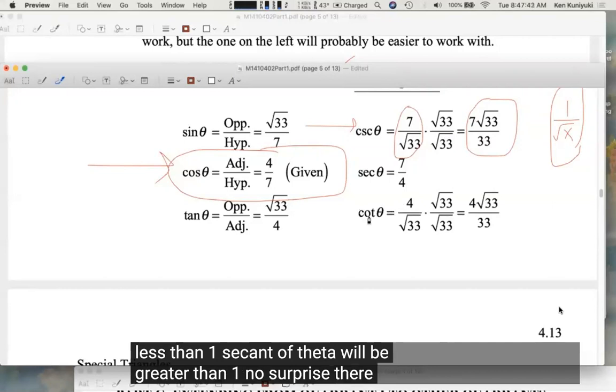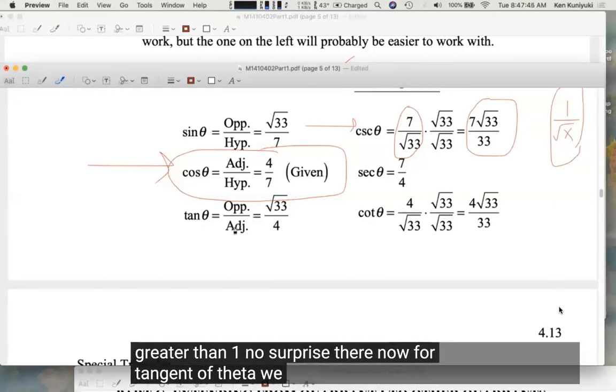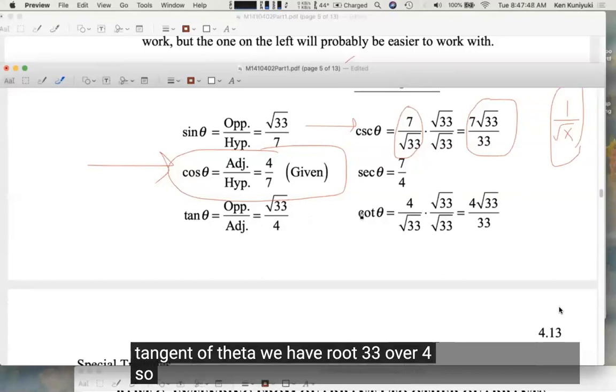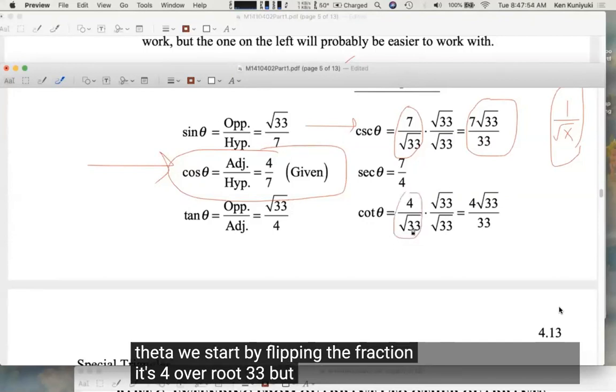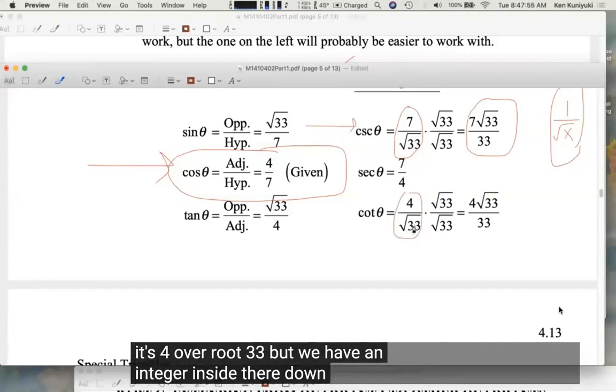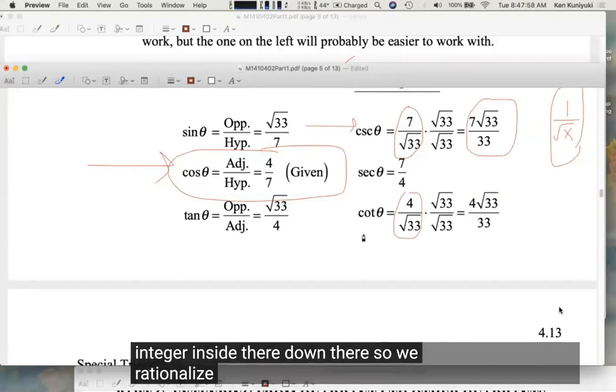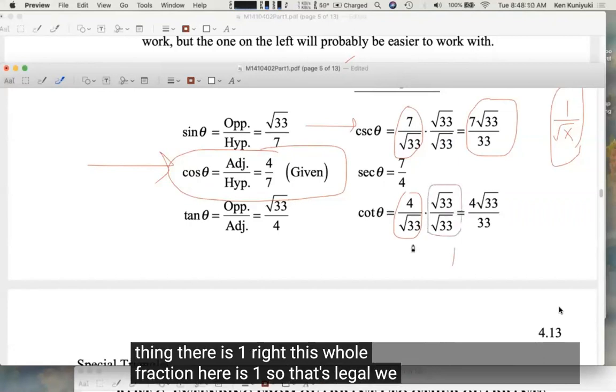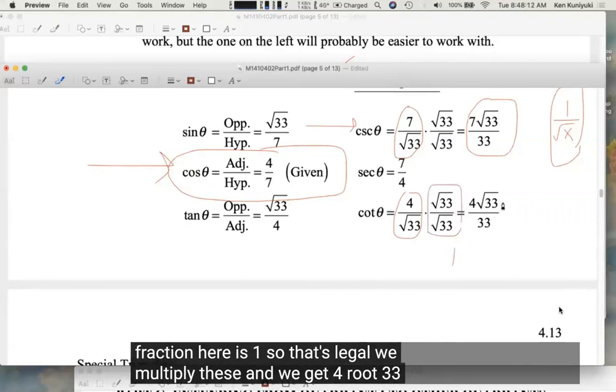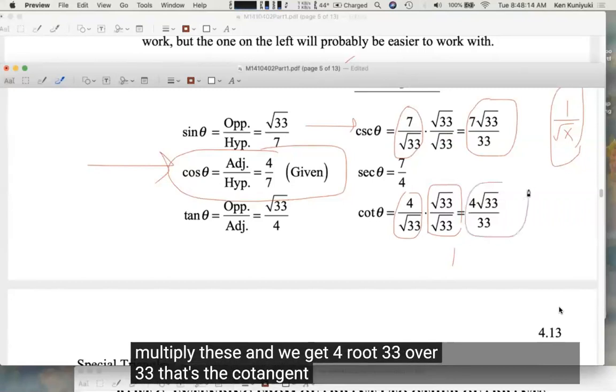No surprise there. Now for tangent of theta, we have root 33 over 4. So its reciprocal, the cotangent of theta. We start by flipping the fraction. It's 4 over root 33, but we have an integer inside there, down there. So we rationalize the denominator, multiply by, again, root 33 over root 33. Remember that whole thing there is 1, right? This whole fraction here is 1, so that's legal. We multiply these and we get 4 root 33 over 33. That's the cotangent of theta.